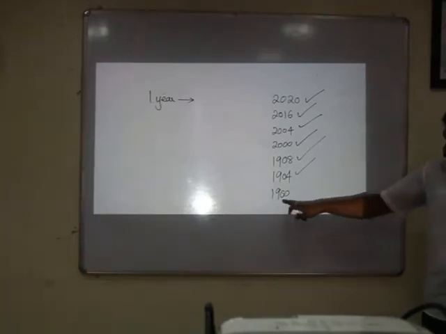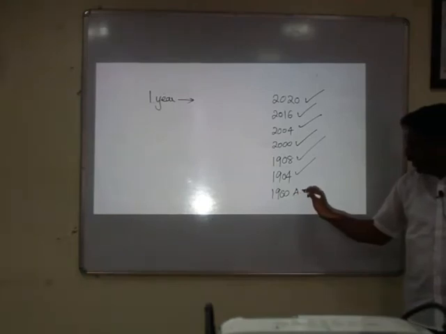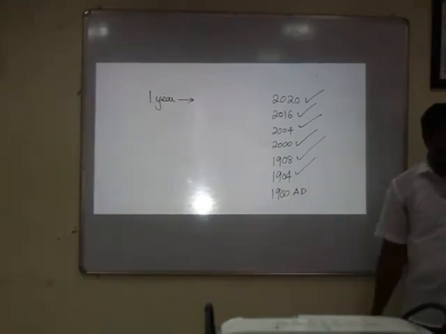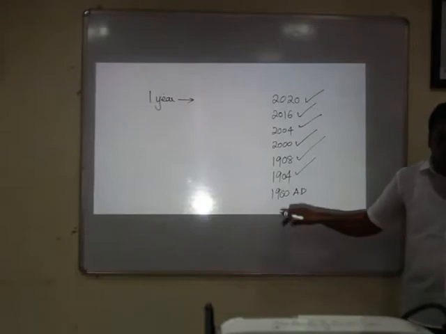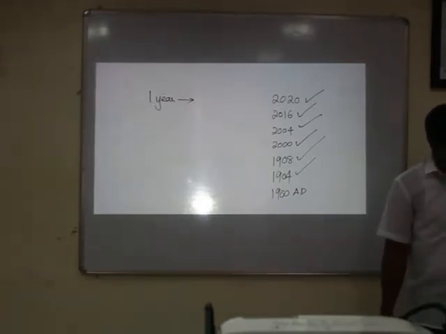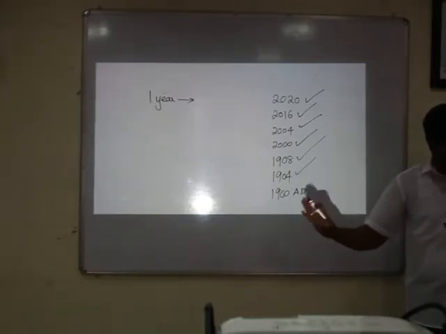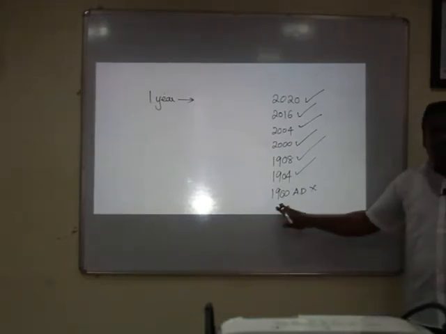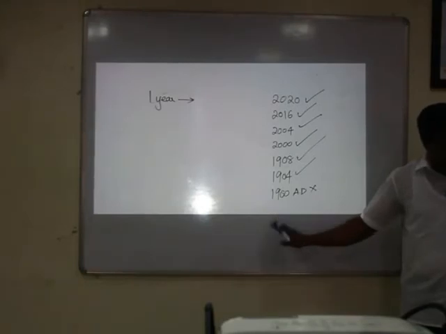Simple question. 1980, was it a leap year? Yes or no? No. But it is divisible by 4, but still it is not a leap year. 1980 is not a leap year. It is divisible by 4, but it is not a leap year.